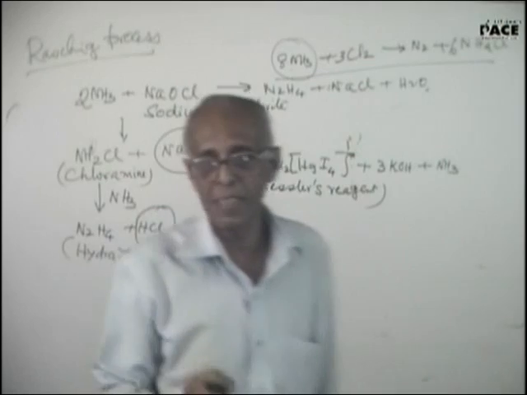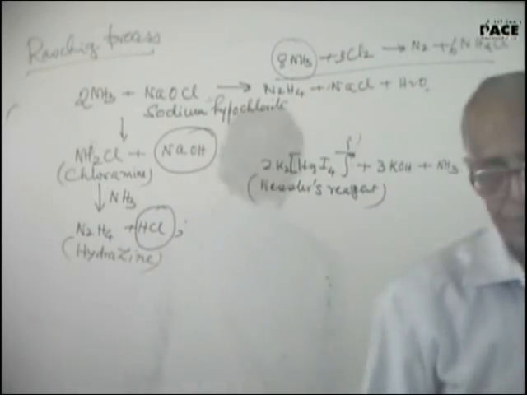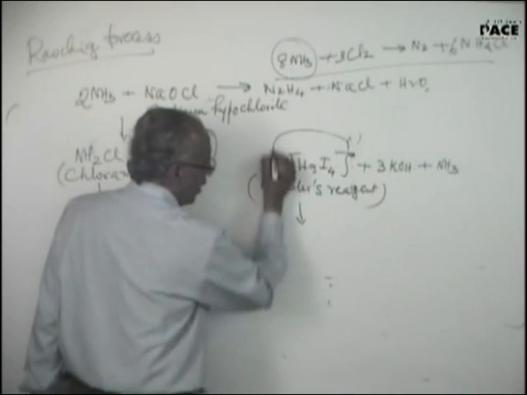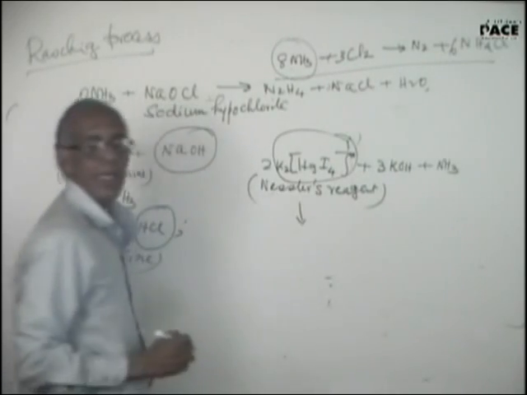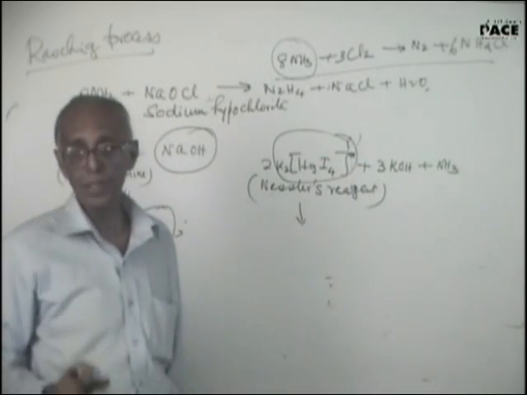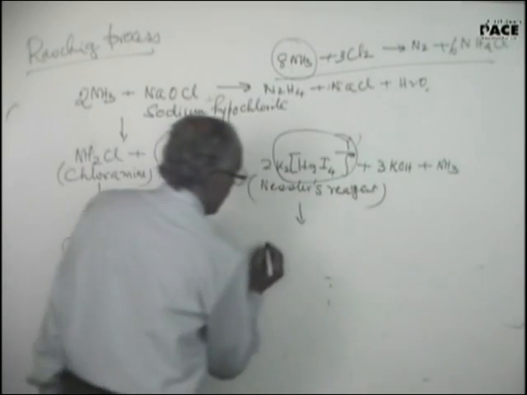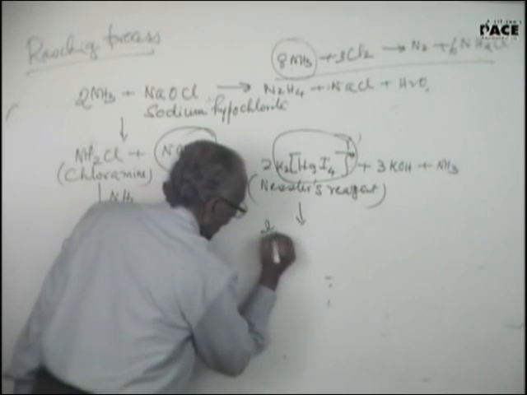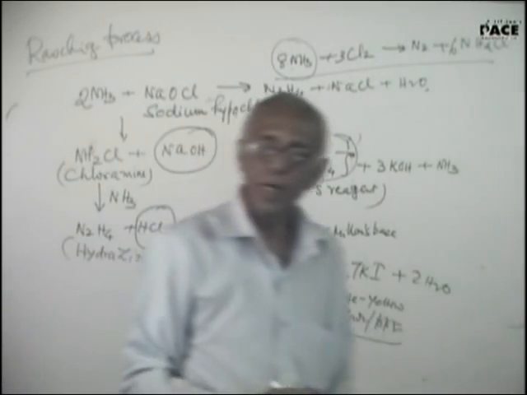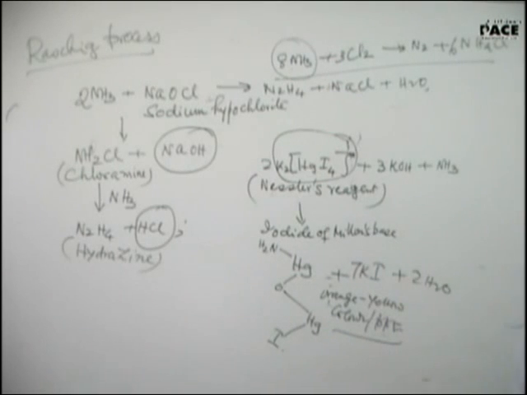K2HgI4 in alkaline medium is called Nessler's reagent. It is an alkaline solution of K2HgI4, not an aqueous solution. It gives you the iodide of Millon's base. The iodide of Millon's base is orange-yellow in color.